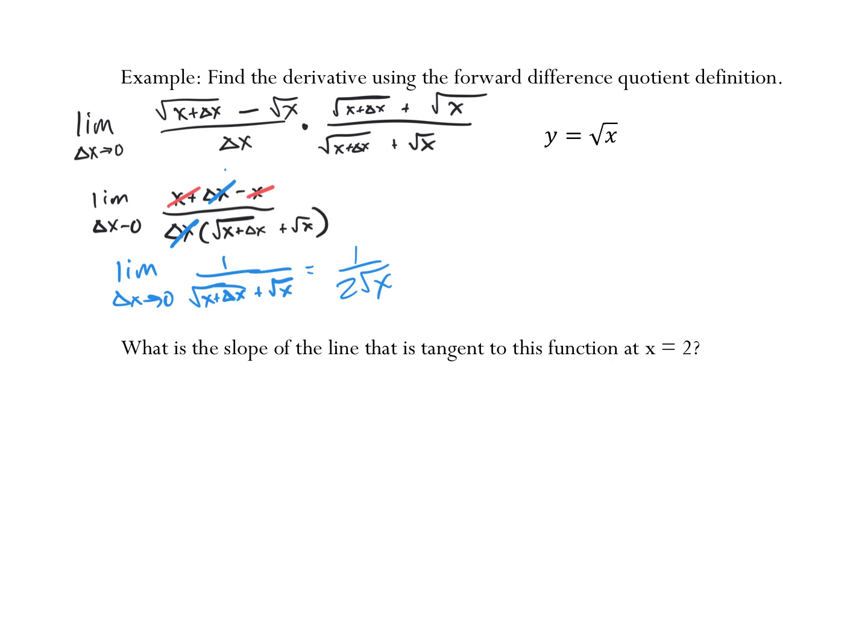Are we feeling okay with this? Okay, so what is the slope of the tangent line at x equals 2? 1 over 2 root 2.